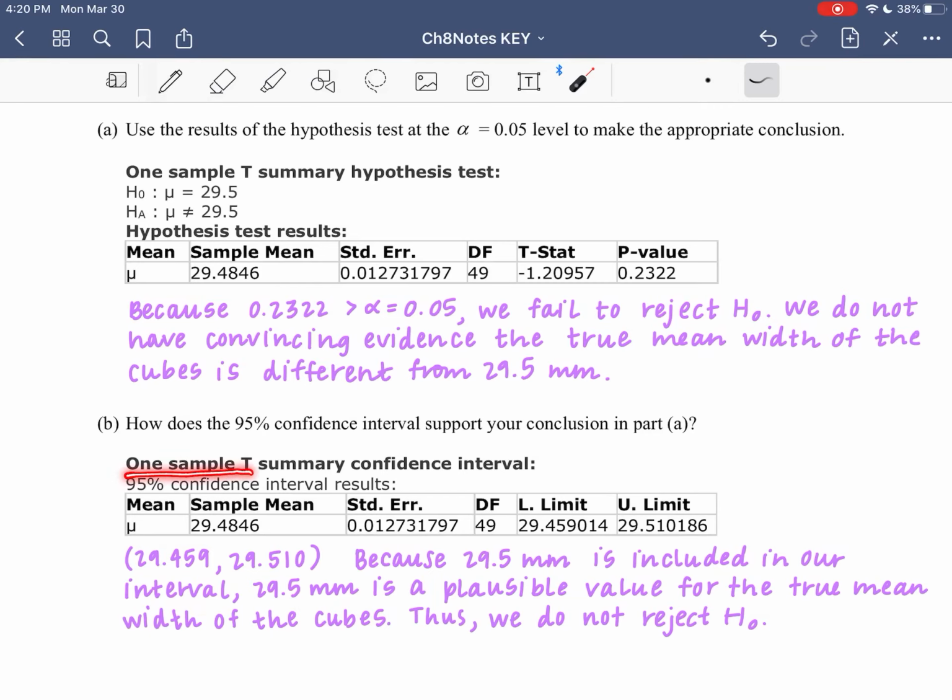So again, a one sample t interval. Our output tells us we're doing a 95% confidence interval. We have our sample mean, we have our standard error, we have our degrees of freedom, and then we have our lower limit and our upper limit. So the only thing different between these two tables here is that we've got hypotheses in the first one, and then we have a t-stat and a p-value, whereas here we have a lower limit and an upper limit. That's our low bound and our high bound for our interval.